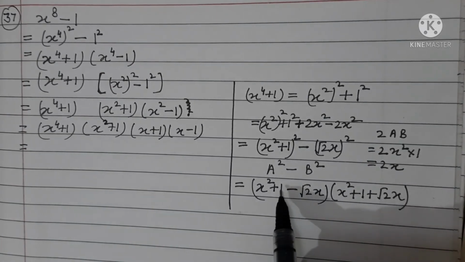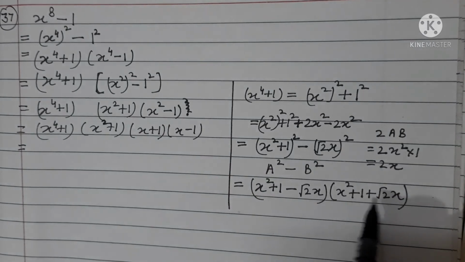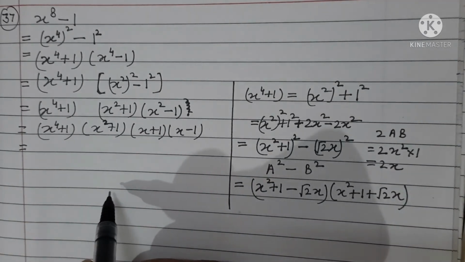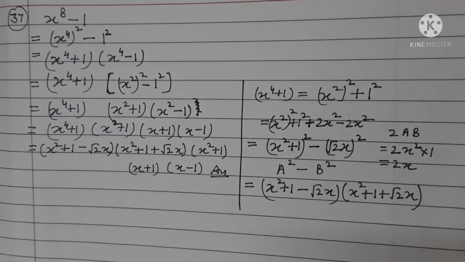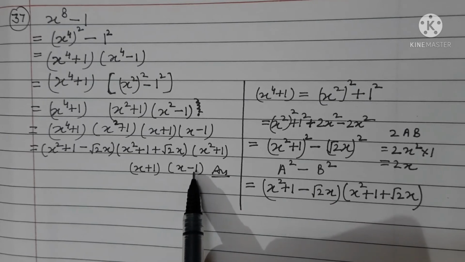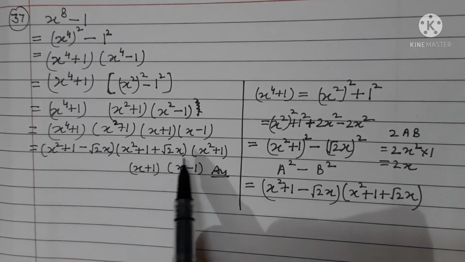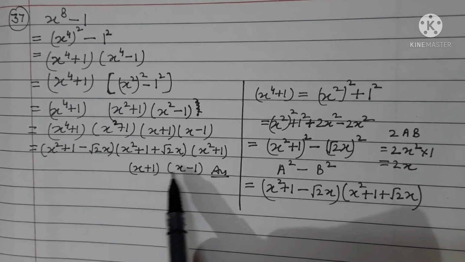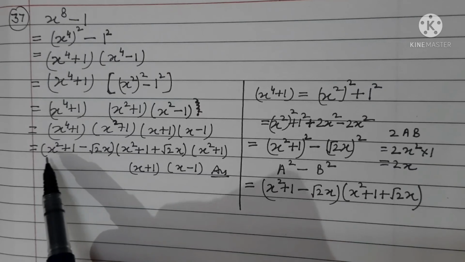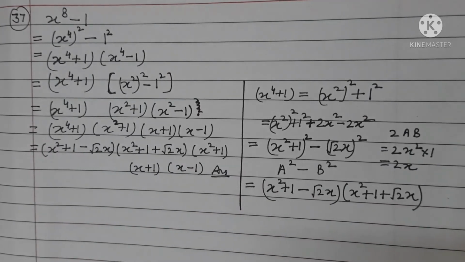Here you write these factors of x to the power of 4 plus 1 and get the answer. This is the answer. You can write these terms first, and in the sequence x plus 1, x minus 1, x square plus 1, then these two factors. So this is the whole answer.